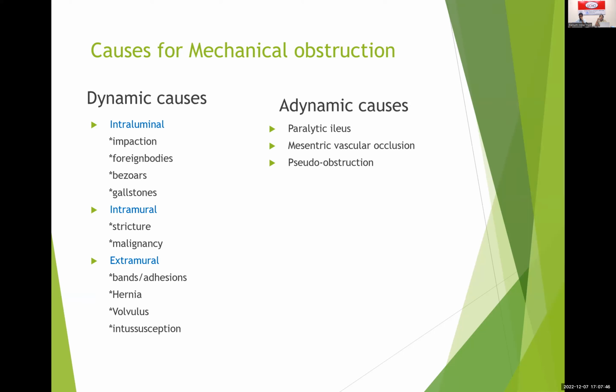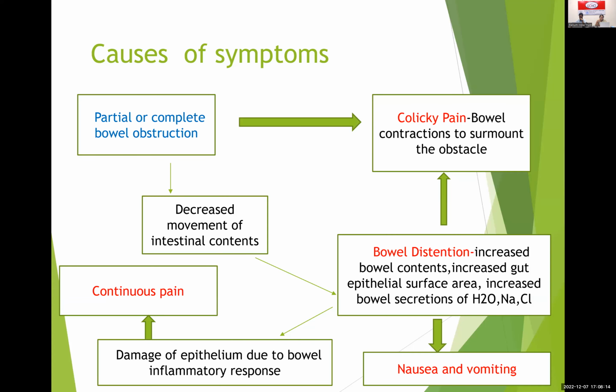Intramural, something in the musculature. So there can be a stricture, or it can be the malignancy itself that is growing, causing the obstruction. In extramural, it can be a band or adhesions due to previous surgeries, or it can be hernia or volvulus or intussusception. When it comes to adynamic causes, it can be paralytic ileus or mesenteric vascular occlusion or pseudo obstructions, which is leading to mechanical obstruction.